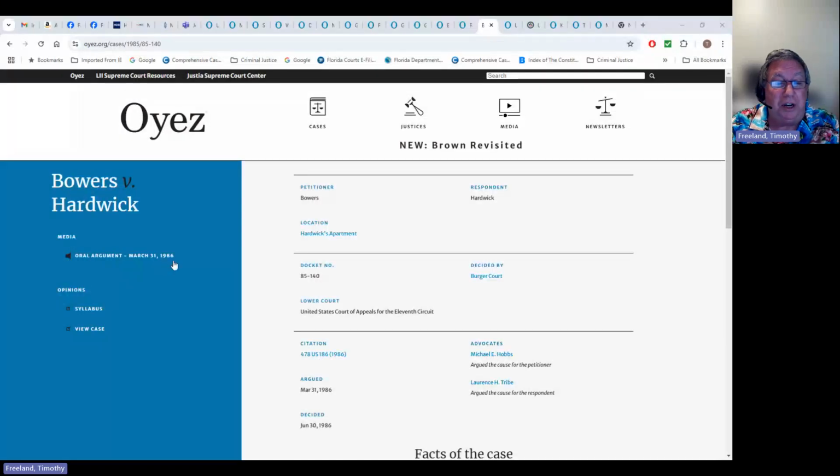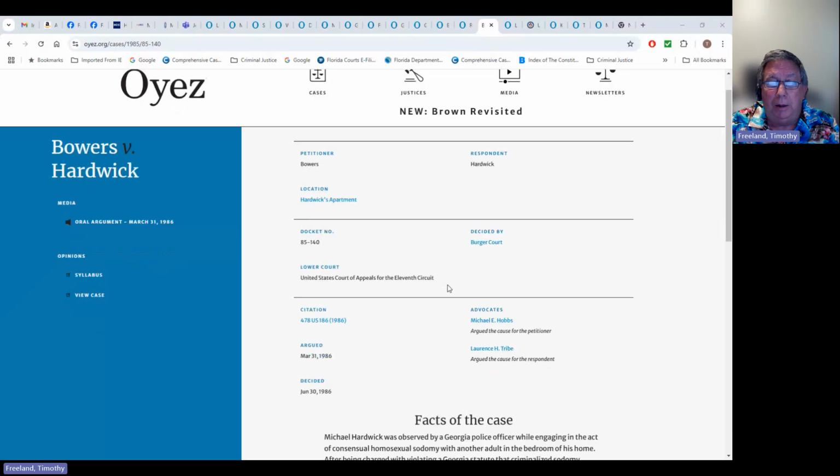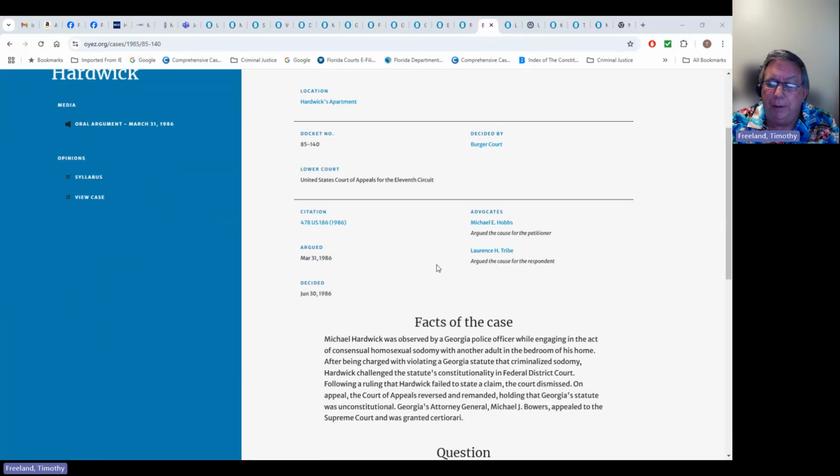It also extends into same-sex sexual activity. In this case, Bowers versus Hardwick was decided in 1986. This case, it's a little bit difficult to talk about, but let me just spell it out.